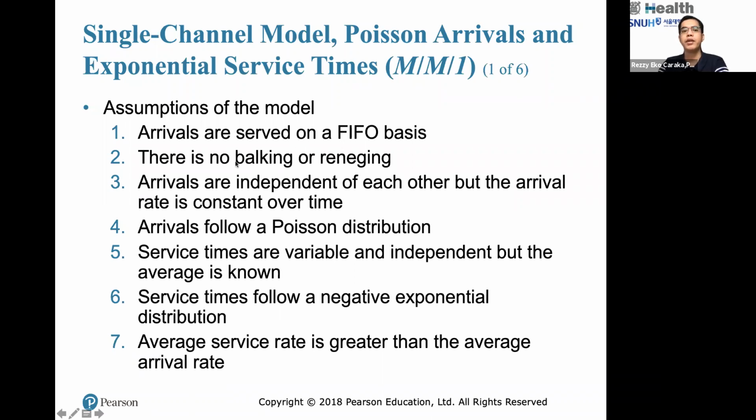Second, if using M/M/1, there is no balking or reneging. Also the arrivals are independent of each other, but the arrival rate is constant over time. So our arrival rate should be constant from time to time. And the arrivals follow a Poisson distribution. So if we have arrival data, it should fit the Poisson distribution. And the service times are independent, but the average is known. The service times follow a negative exponential distribution. And last, the average service rate is greater than the average arrival rate. So these are the assumptions for the single channel model with M/M/1.